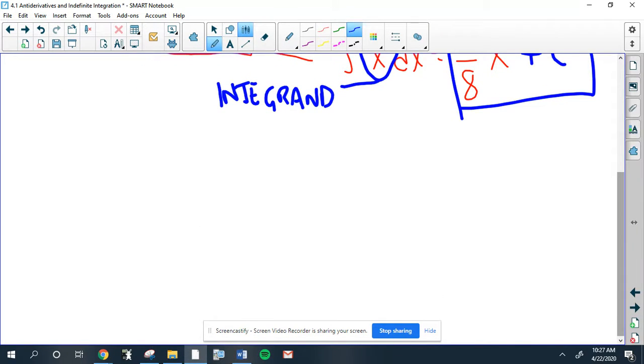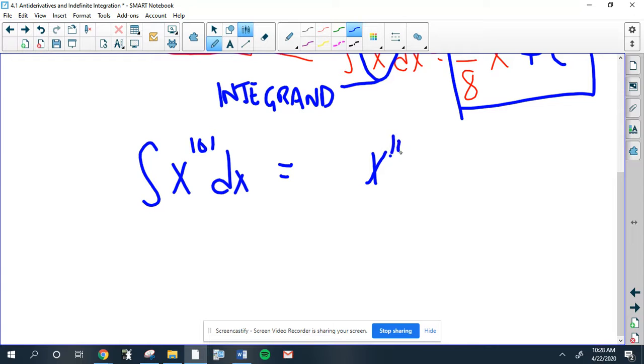Just a couple more examples here. The integral of x to the 101st with respect to x. Add one to the exponent. So that would be 102. Multiply by the reciprocal of the exponent, plus C.